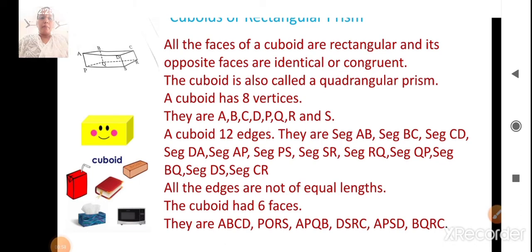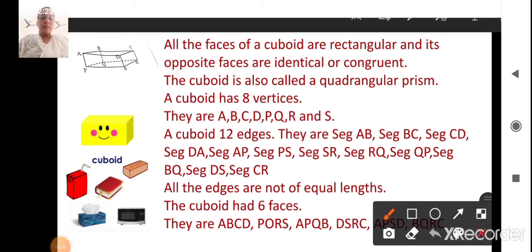A, B, C, D, P, Q, R, S. So these are the 8 vertices of cuboid. Okay, and a cuboid has 12 edges. Now let us see the edges of cuboids, children. We'll start with segment AB, then is segment BC, then is segment CD, then it is DA.